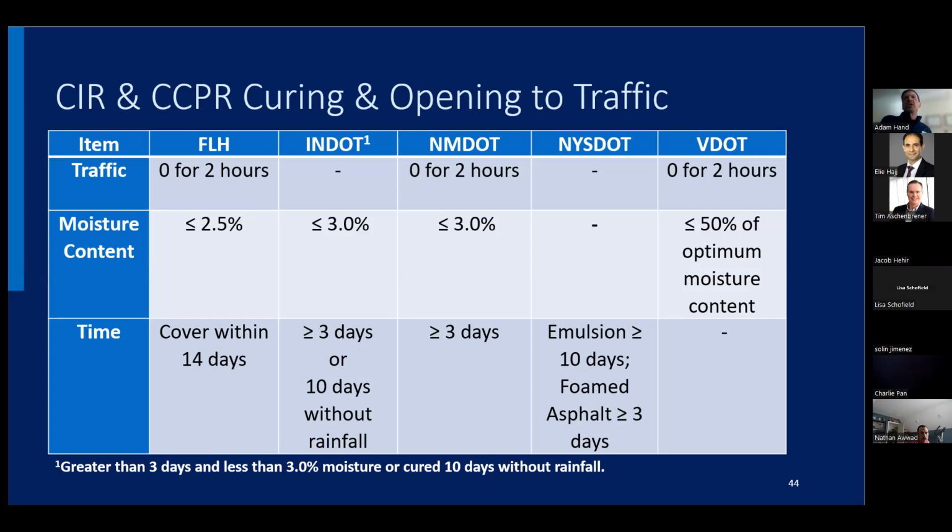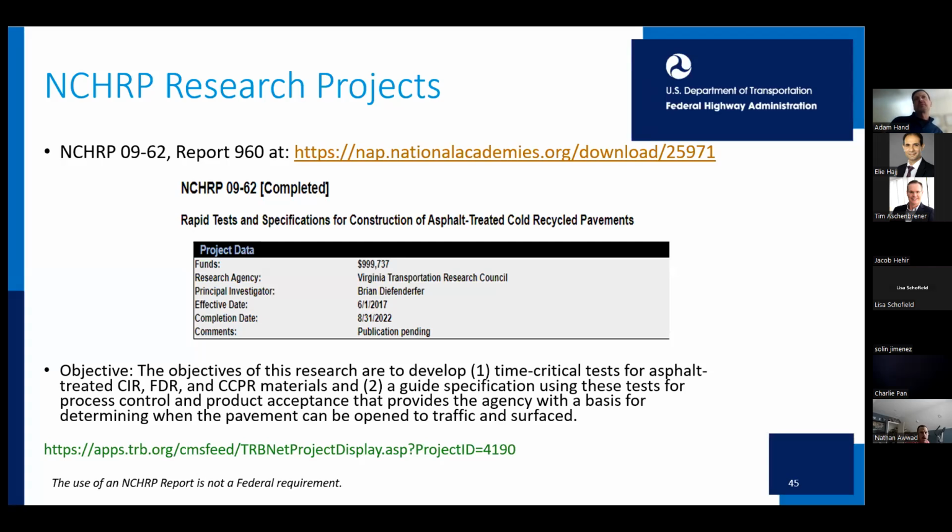And then there were other requirements in terms of time. So with Federal Lands, it's cover within 14 days. Okay, so if you don't get to 2.5%, you're at 14 days, you can cover it up. NDOT greater than 3 days or 10 days without rainfall. New Mexico greater than 3 days, and then emulsion greater than 10 days for New York State, and foamed greater than 3 days. It is common that foam will set up and cure faster.